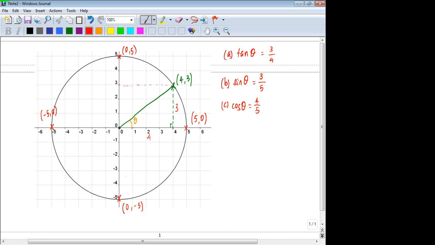Okay? But do all triangles have a hypotenuse of 5 units? No, right? It could be anything. So this example over here cannot be used all the time unless we generalize it. What do I mean by that? Now, I am going to remove all of these.